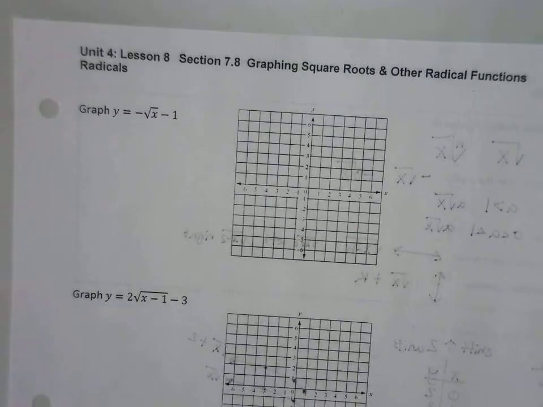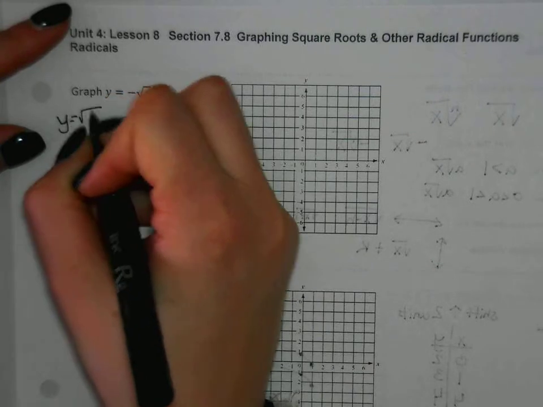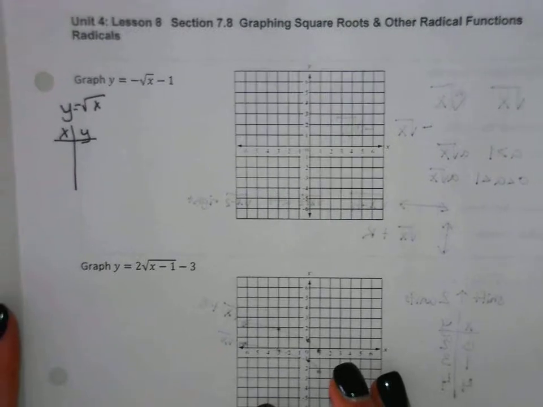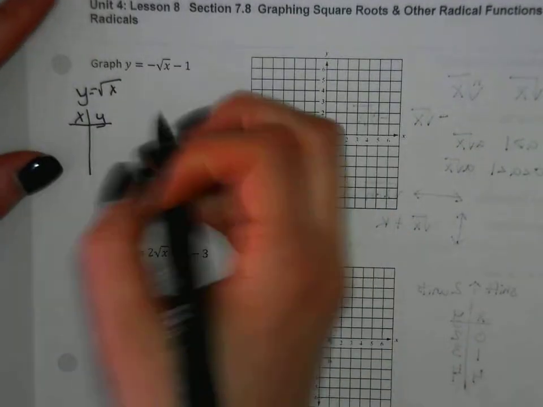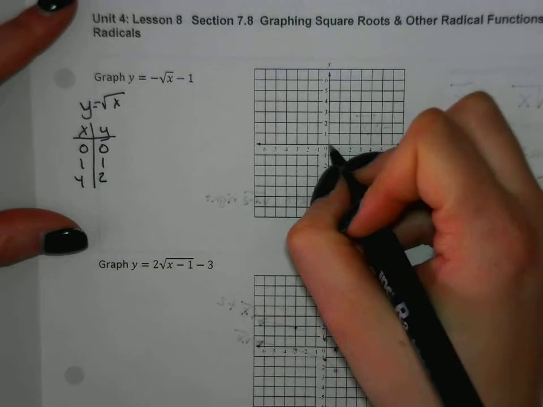Let's look at the next one. Again, let's graph our parent function first, just so we can see what it looks like compared to our translated graph. So we have (0, 0), (1, 1), and (4, 2).